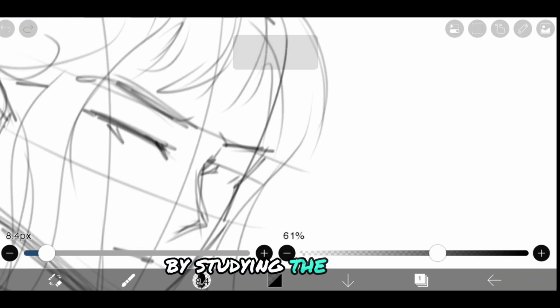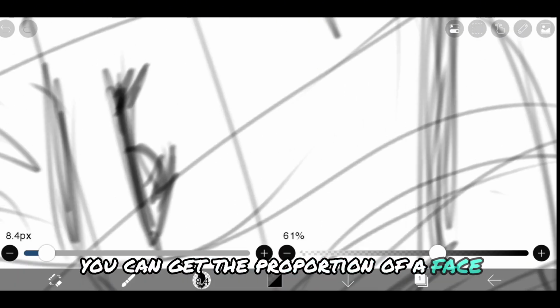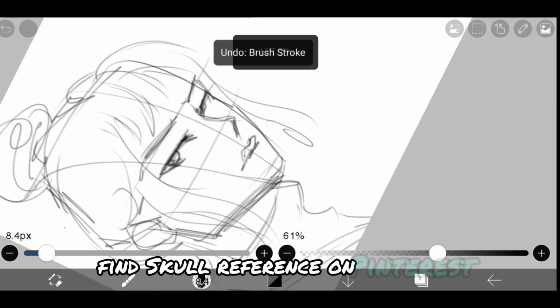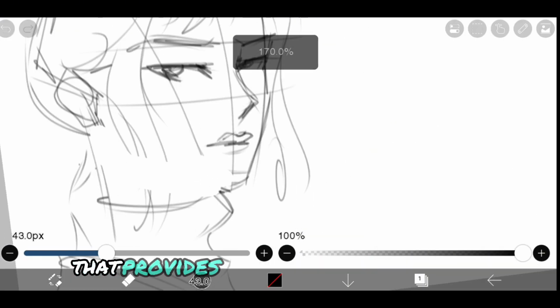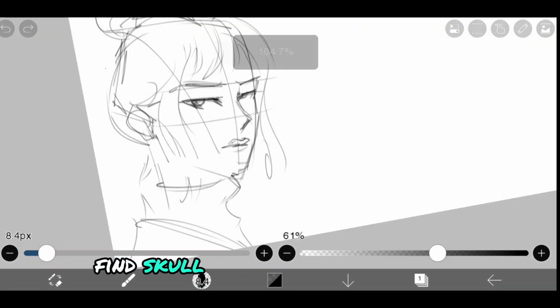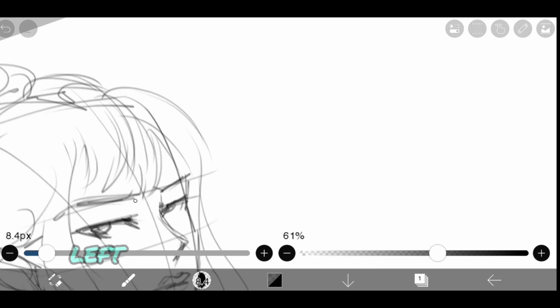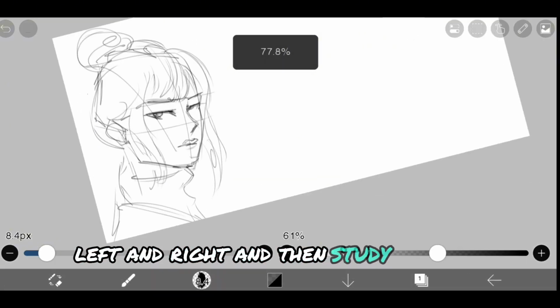By studying the skull you can get the proportion of a face. Keep in mind, always use reference. Find skull reference on Pinterest or in any website that provides what you're looking for. Find skull reference in any angles, looking up, down, left, and right, and then study them by drawing.